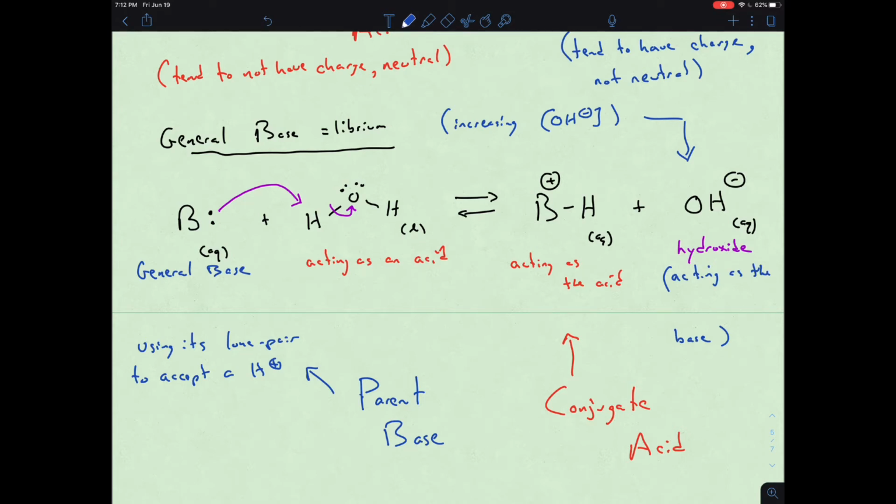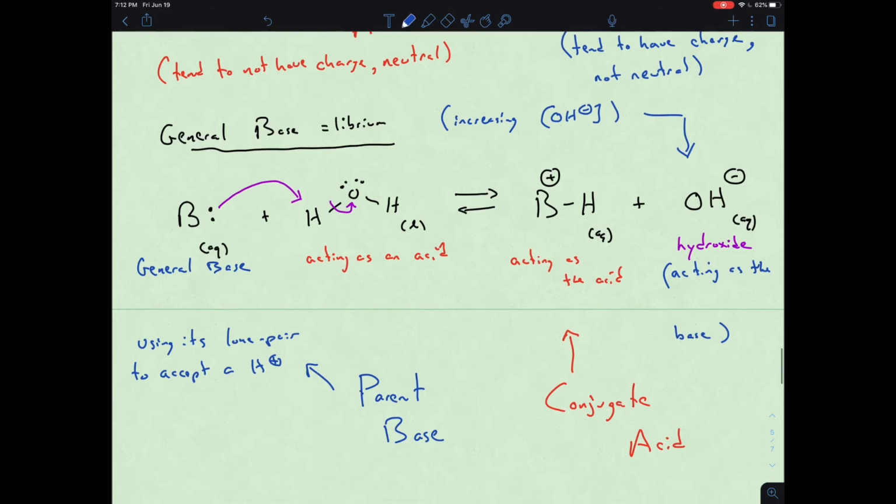And then on the other side we have the notion of conjugates. We tend not to use hydroxide or hydronium in terms of that conjugate. Usually with the conjugate scenario, it's with the parent and the conjugate. So we either have a parent acid and a conjugate base, or a parent base and a conjugate acid.